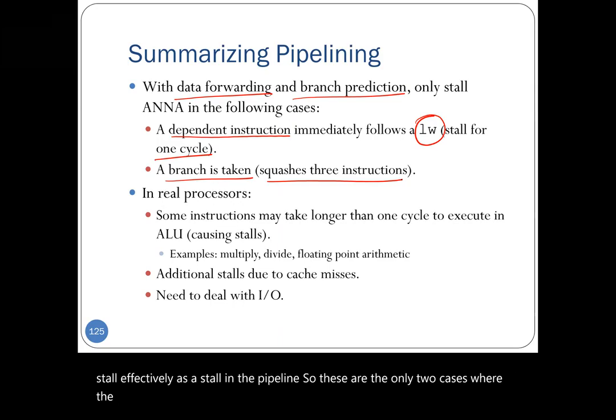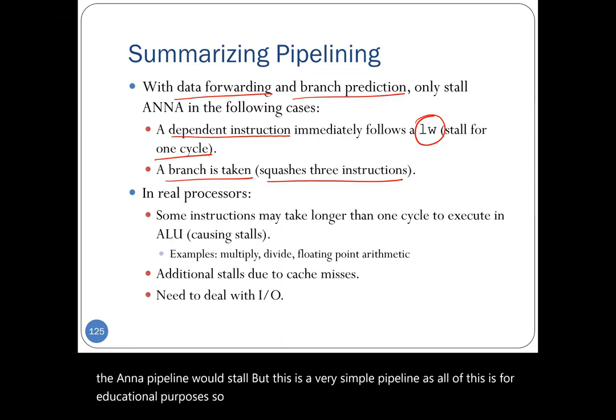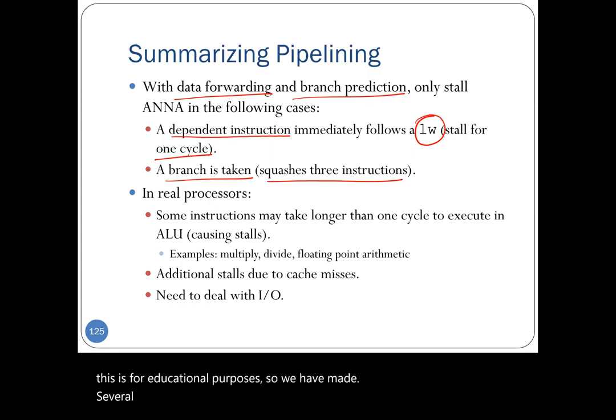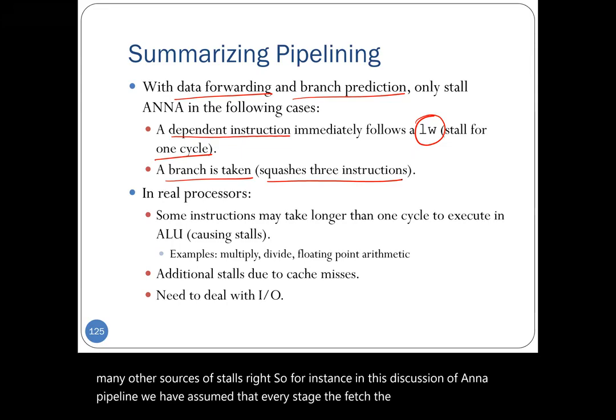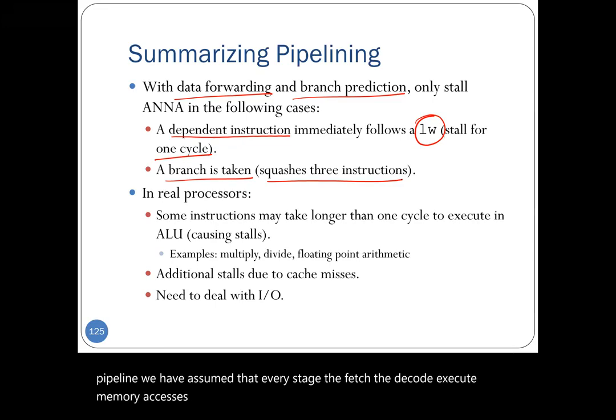But this is a very simple pipeline. As all of you know, this is for educational purposes. So we have made several simplifying assumptions here. In real microprocessors, there are actually many other sources of stalls, right? So for instance, in this discussion of ANA pipeline, we have assumed that every stage, the fetch, the decode, execute, memory access, write back, each of these stages are taking exactly 1 cycle. But this is kind of a naive assumption.